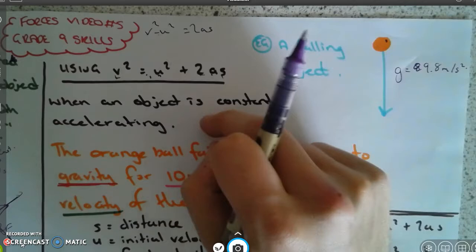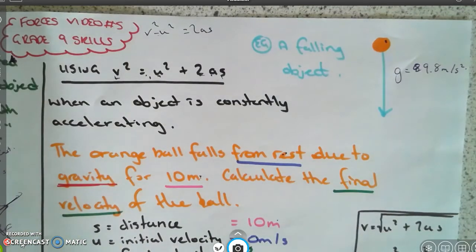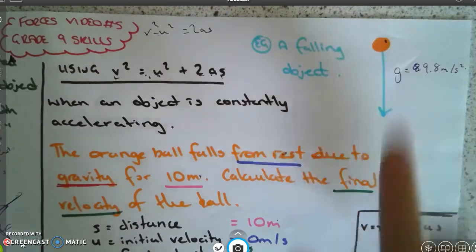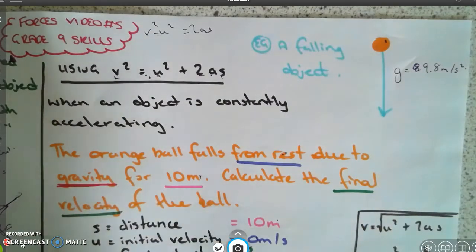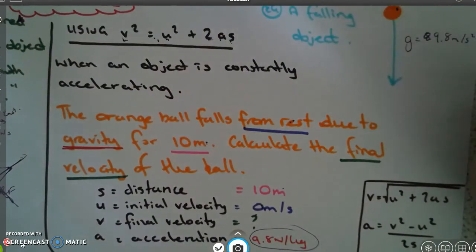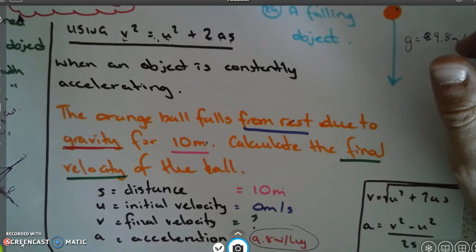You can only use this equation when an object is constantly accelerating, and the best example I've got of that is an object that's falling. An object that's falling is constantly accelerating at g equals 9.8 meters per second squared. So have a look at the orange ball. Here's the question: the orange ball falls from rest due to gravity for 10 meters. Calculate the final velocity of the ball.